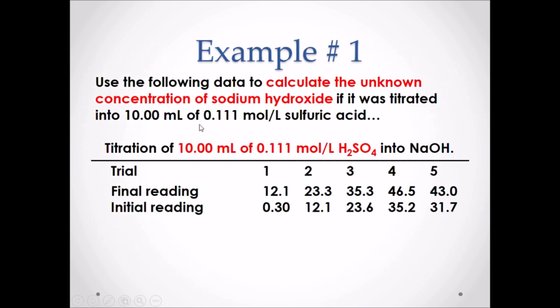Example number 1. Use the following data to calculate the unknown concentration of sodium hydroxide if it was titrated into 10 milliliters of 0.111 moles per liter sulfuric acid. Pause the video and attempt this example.